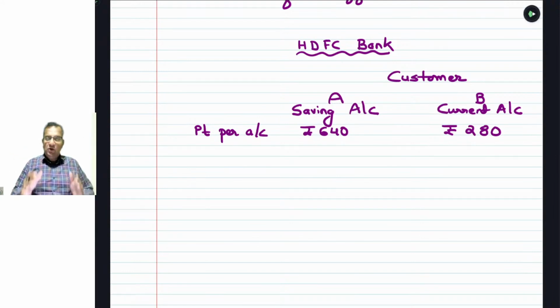Can you tell me why there is a difference between the profit of customer A and customer B that we will analyze in this particular customer profitability statement? Why there is a difference? Whether the services consumed by customer A and services consumed by customer B are of different volume? That's why there is a difference between the profit per account per annum of different customers.